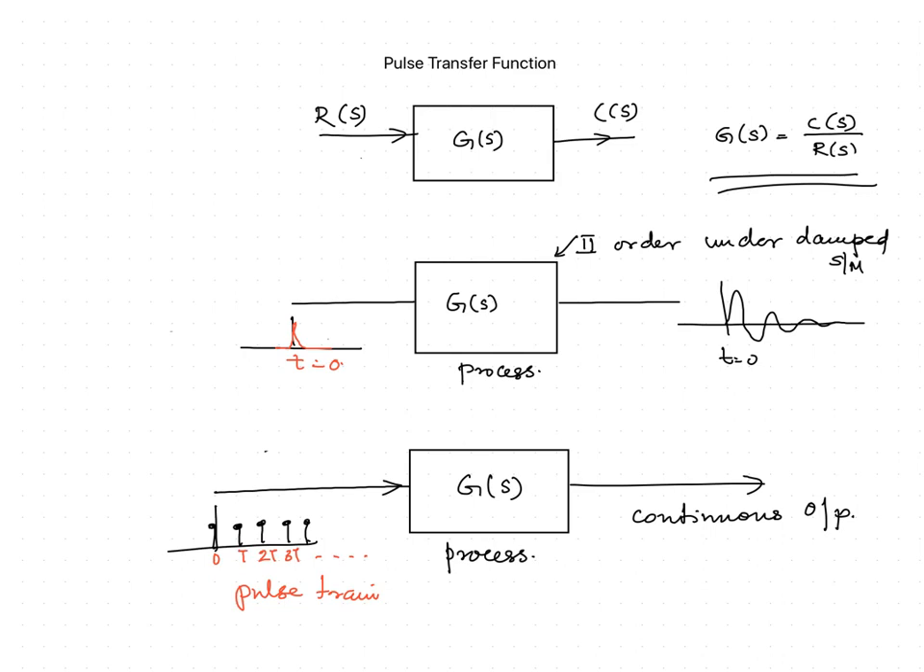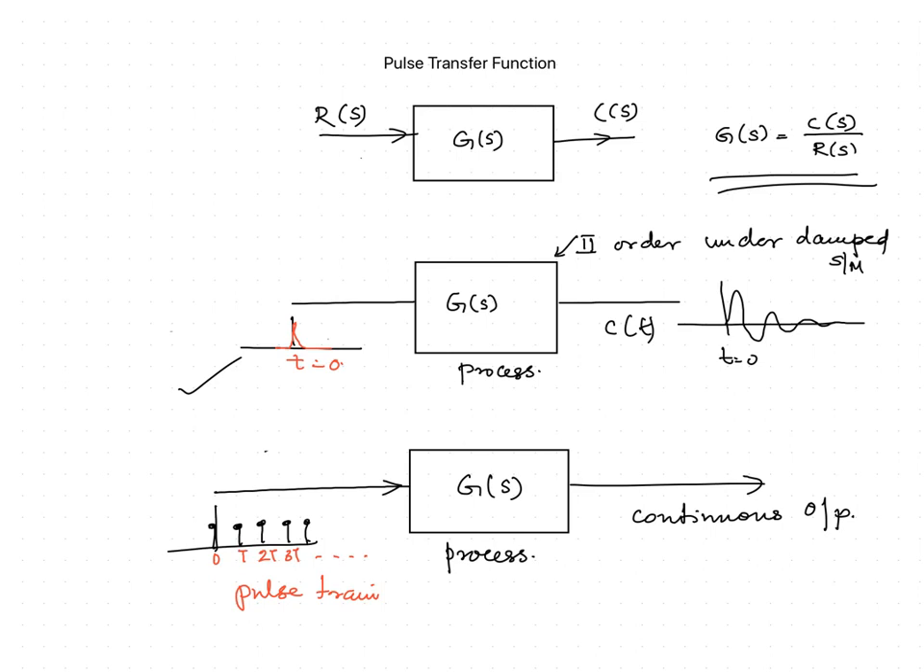To this system, let us assume that we give an impulse input which is defined at t equal to 0. Let us consider the system as a second order underdamped system. We can see that the output c(t) will be a continuous one as shown in the figure. This continuous output is obtained for an impulse input just because the process is a continuous one.